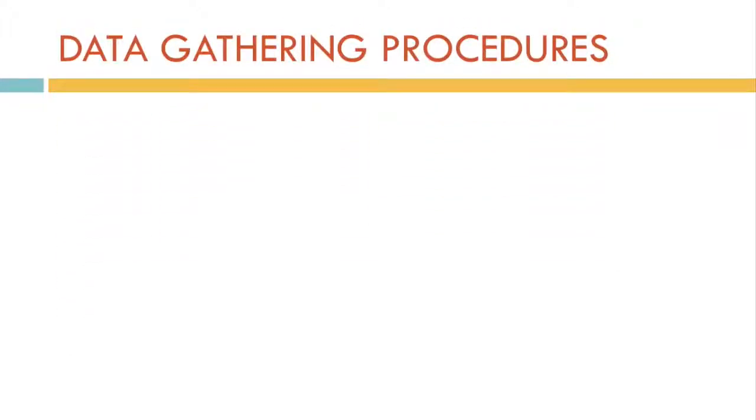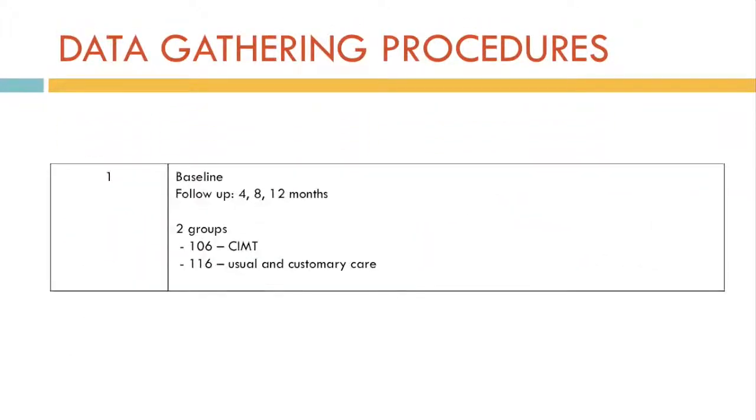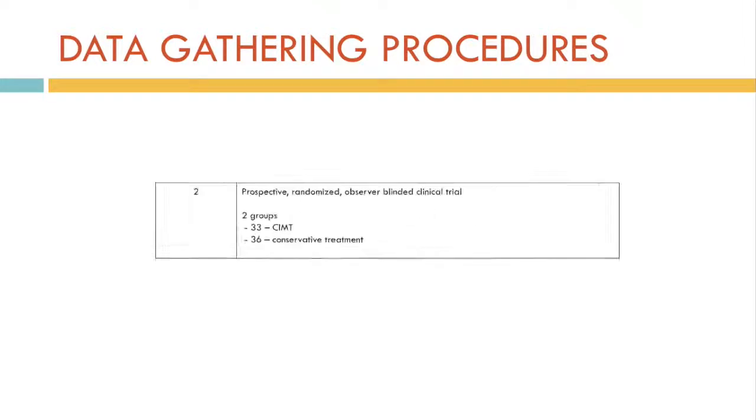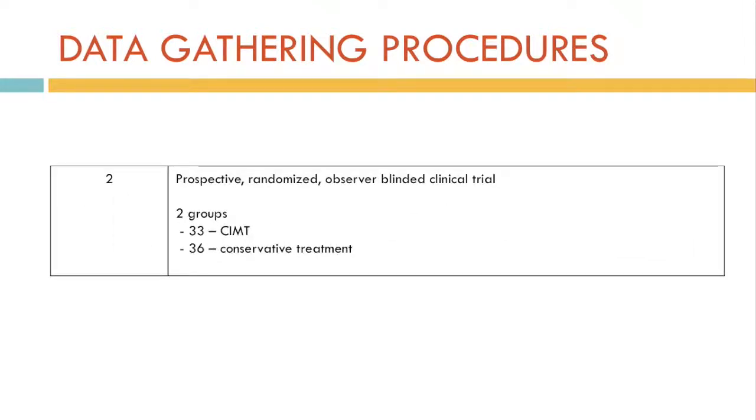Data gathering procedures. The data gathering procedure for the first article was done by taking a baseline prior to provision of CIMT with follow-ups for 8 and 12 months post-treatment. The sample was divided into 2 groups with 106 receiving CIMT and 116 receiving usual and customary care. The study conducted was a prospective, randomized, observer-blinded clinical trial.